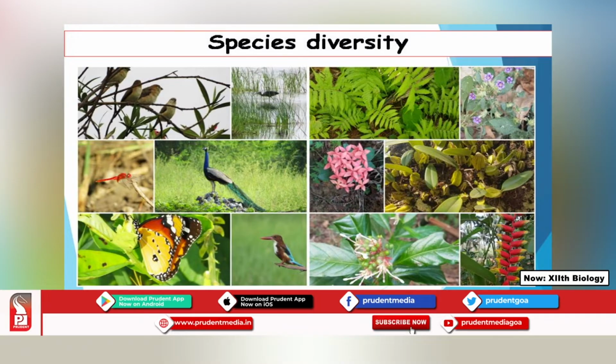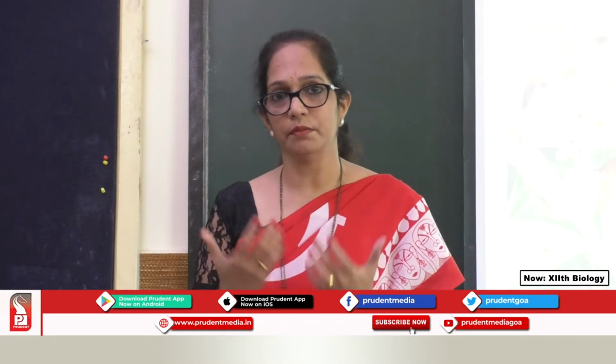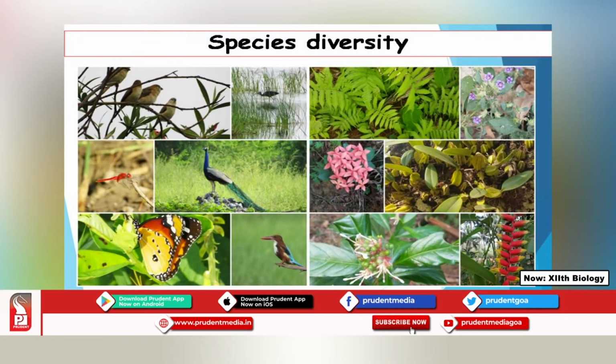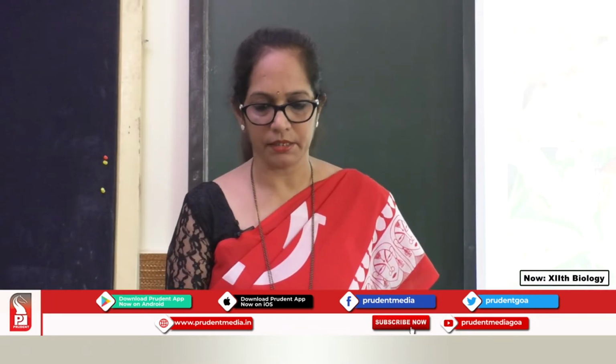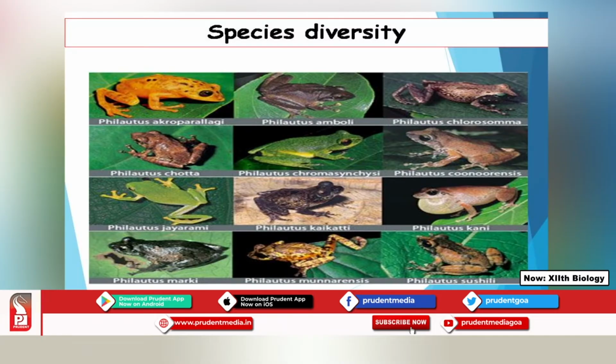So, the pictures that are there show different types of birds, a few types of plants, and the variety of flowers that are available. They are the species. Now, species diversity is the different types of organisms which are present in that particular environment. One more example that I can give you is in the Western Ghats.